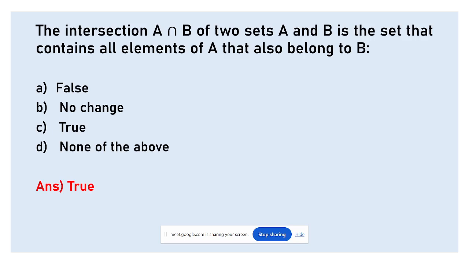So the answer is true. And why is that so? If you take a look at this, you have a circle. It's not a very good circle, but still, this is A and this is B. Now they're saying the intersection of A and B, which is basically this, is the set that contains all elements of A that also belong to B, which is true. Whatever is there in A that also belongs in B, that is the point which we consider as the intersection. So the statement is true.